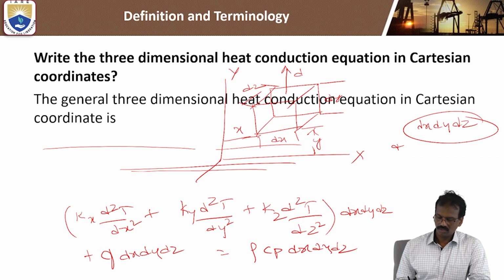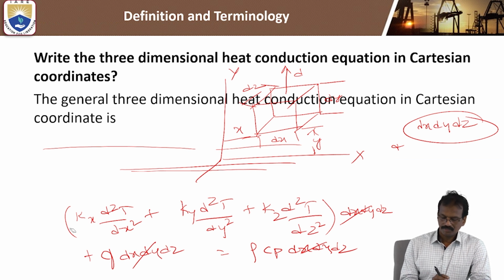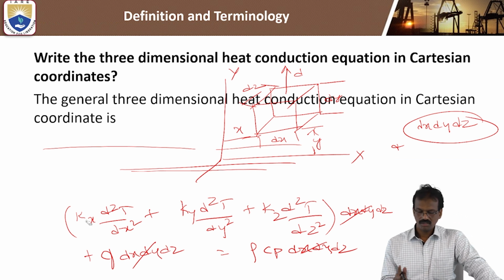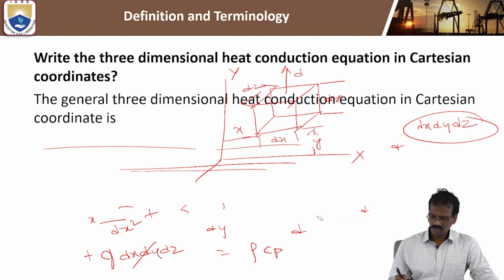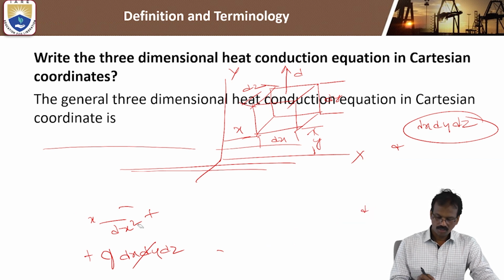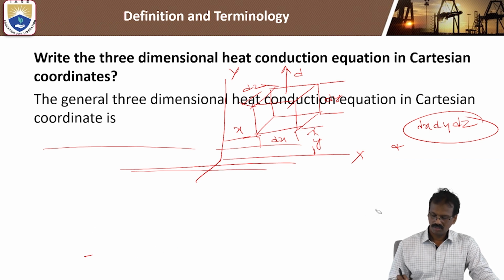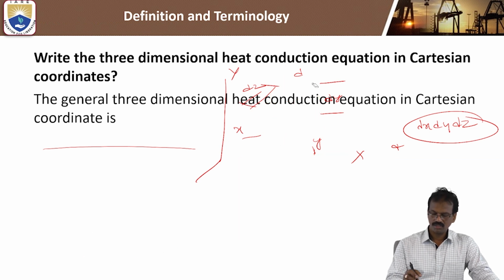So in three areas, volume will be cancelled. The final formula, if you consider the k, the common letter. So suppose if you consider this is the homogeneous body, then kx is equal to ky is equal to kz. The final formula will be like this one. You can see the formula for the heat conduction equation in Cartesian coordinate system.